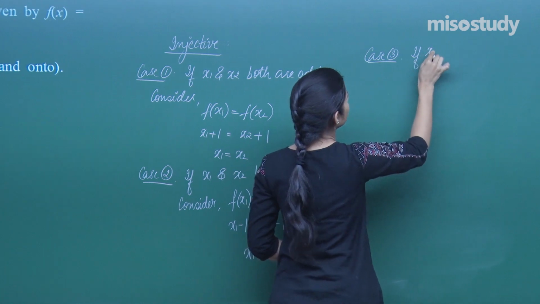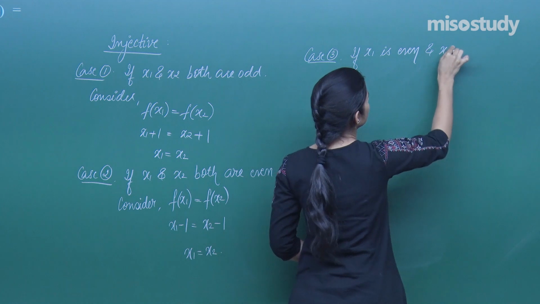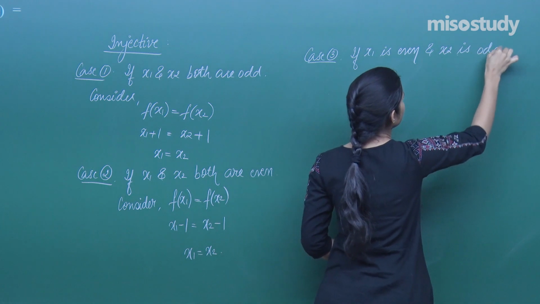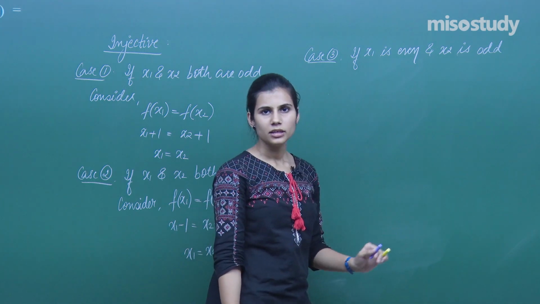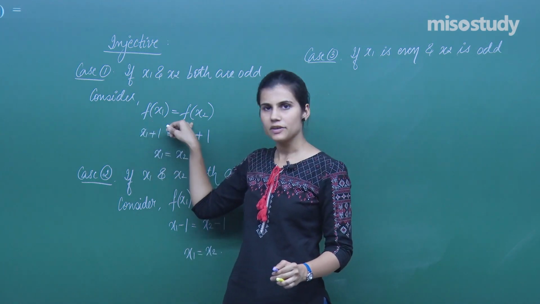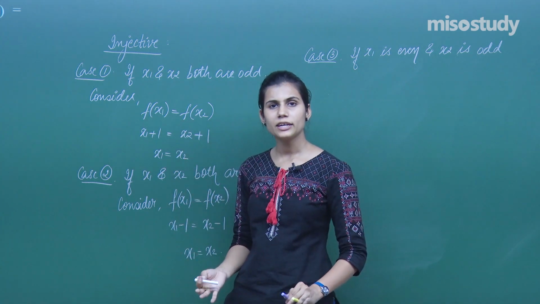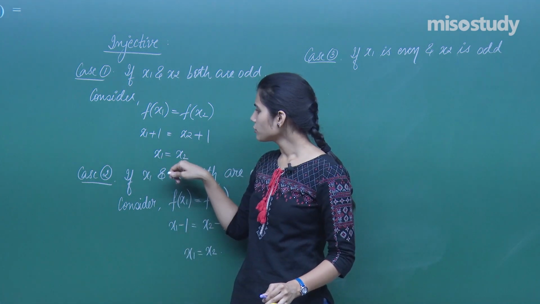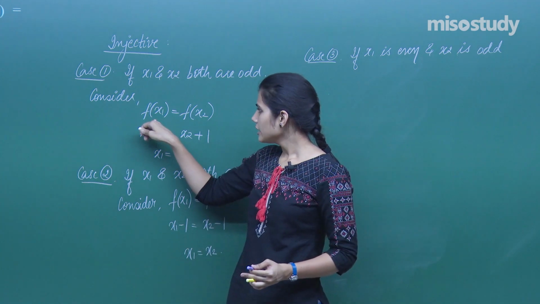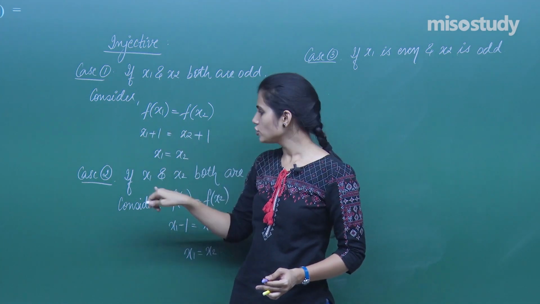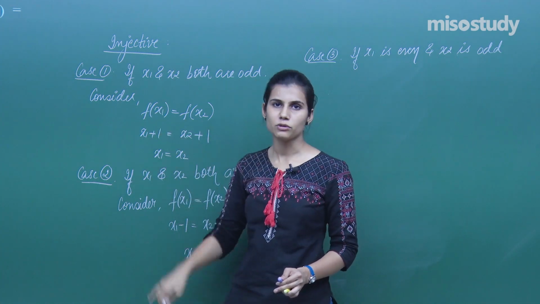one is even, other is odd. Say x1 is even and x2 is odd. The moment I am saying x1 is even and x2 is odd, this means x1 and x2 clearly are not the same. First of all, I have to consider f x1 equals f x2 and bring x1 equals x2. This shows f is 1, 1. Apart from this, what can I do? Contrapositive. If x1 is not equal to x2, show that f x1 is not equal to f x2. I would repeat, either consider f x1 equals f x2 and show x1 equals x2, or consider x1 not equal to x2 and show f x1 not equal to f x2.